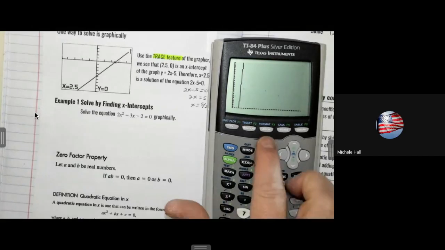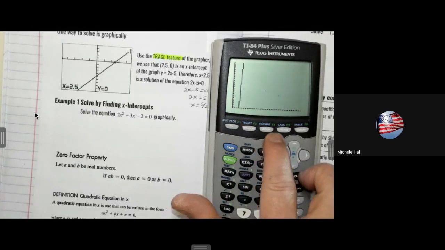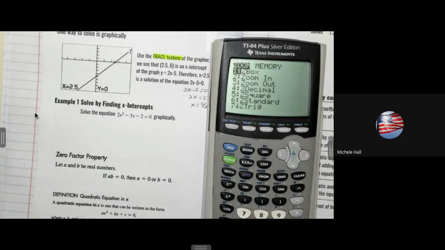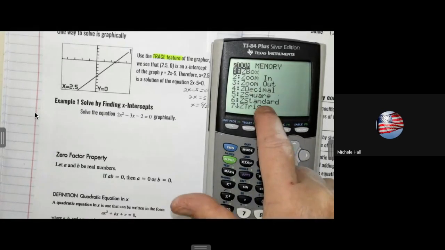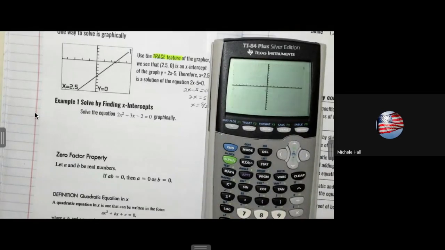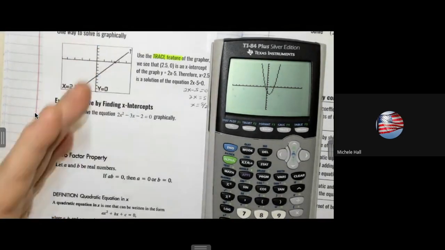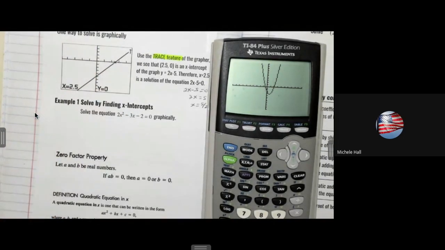So I'm going to go to zoom. My window's messed up, so if I go to zoom, I want to change it back to a 10 by 10. I want my x to be 10 and negative 10. That would be number 6, standard zoom. Number 6 brings you into the main graph. And if you can't see something from there, then you would adjust it more. All right, so I can see everything that I need to.